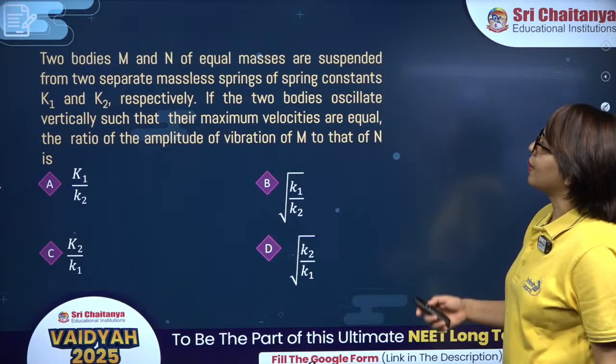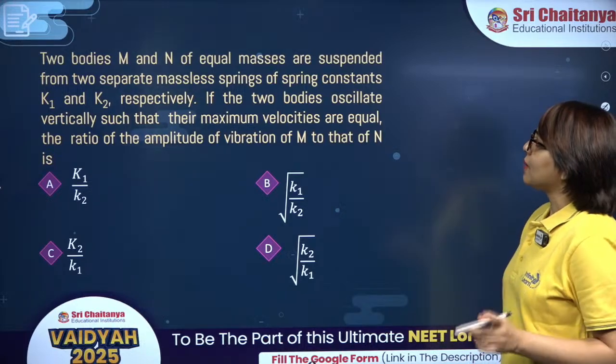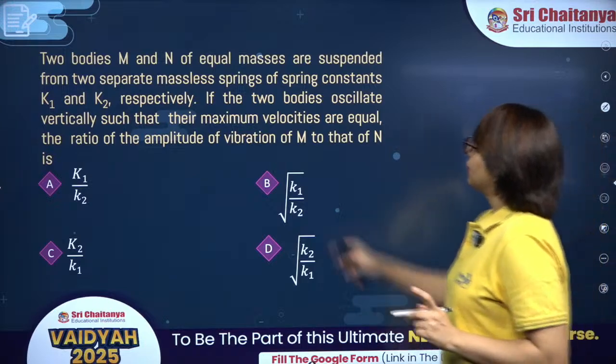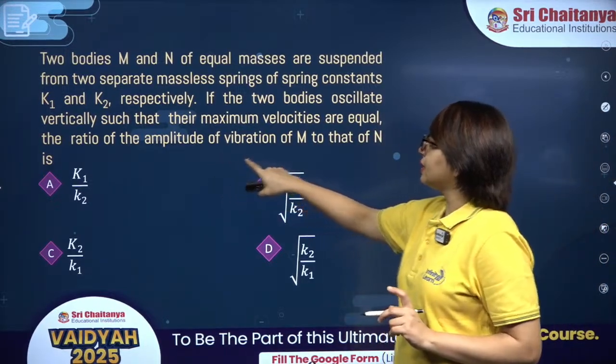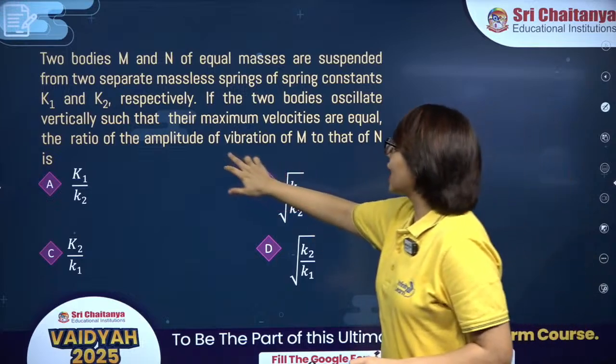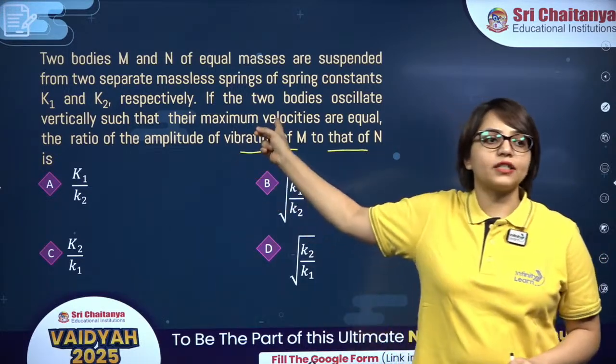Two bodies M and N of equal masses are suspended from two separate massless springs of spring constants K1 and K2 respectively. If the two bodies oscillate vertically such that their maximum velocities are equal, then the ratio of the amplitude of vibration of M to N is. Now this is from SHM, beta.